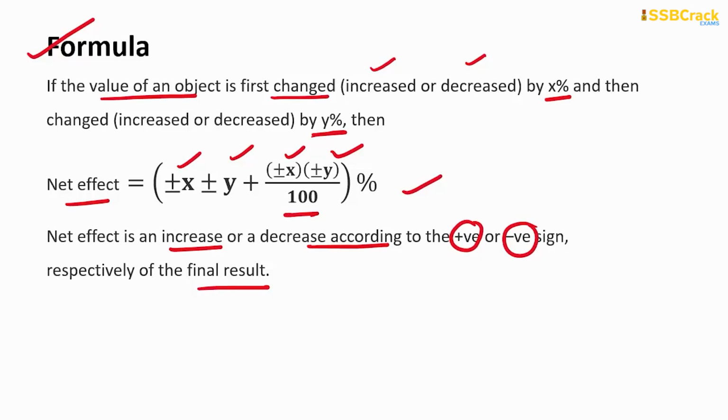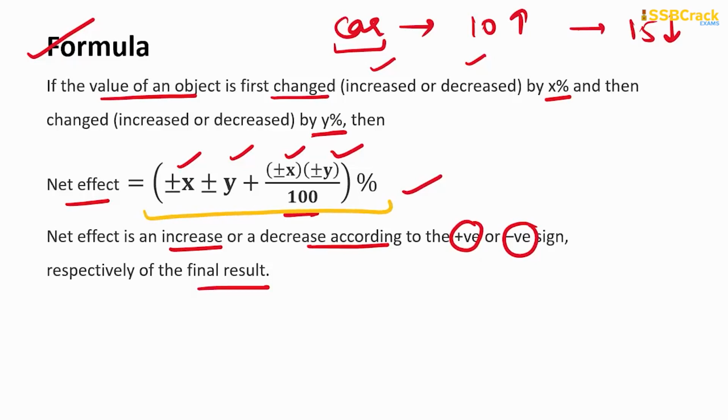See here, we have taken a car, and the price of the car is first increased by 10% and then it is decreased by 15%, and we have to find the net increase or decrease in the price of the car. So we can use this formula of the simultaneous change. Right? And here, as 10% is the increase, we'll take 10 as positive, that is x will be plus 10, and as the price is decreasing by 15%, y will be minus 15.